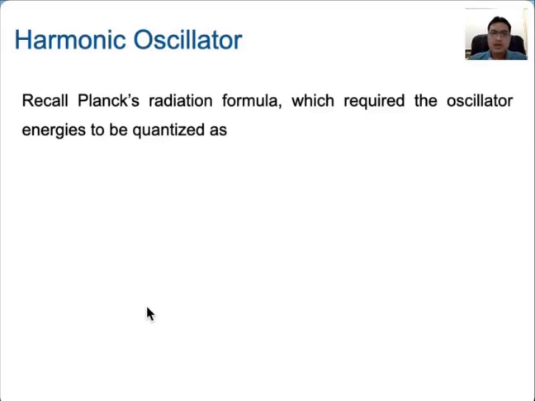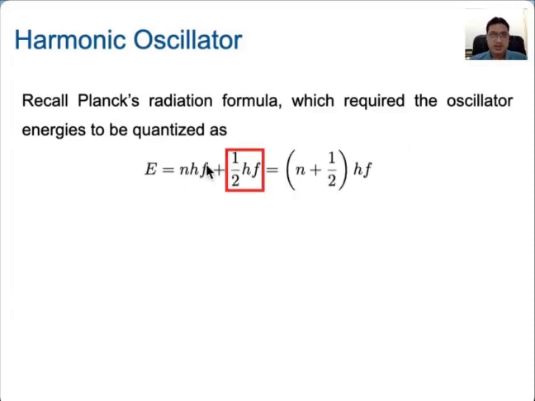Now another very important concept that comes from the uncertainty principle is about the harmonic oscillator. Let's recall Planck's radiation formula, which requires the oscillator energy to be quantized. So the total energy is written as n times h nu, or hf. Here I have used f for the frequency, where n is an integer.